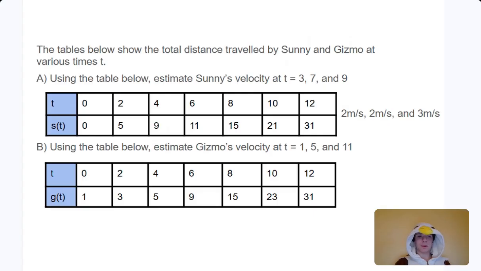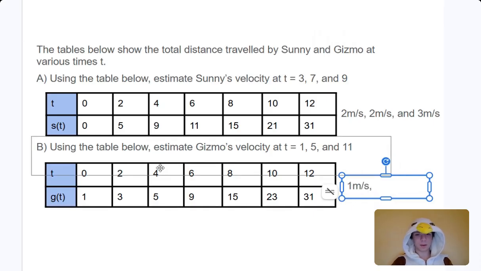Now, the second problem is we want to estimate Gizmo's velocity using this table. So we're going to do the same thing, the difference in y over the difference in x, and we want it at 1, 5, and 11. So at 1, we go right in between 0 and 2. So 3 minus 1 over 2 minus 0, that's going to be 1.